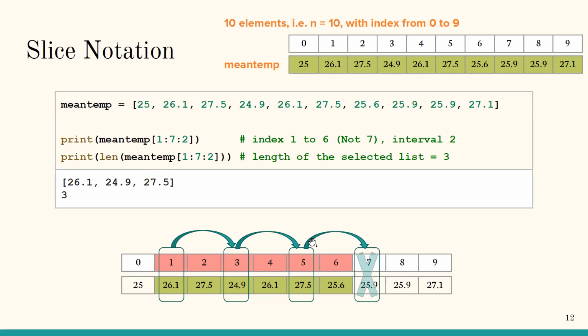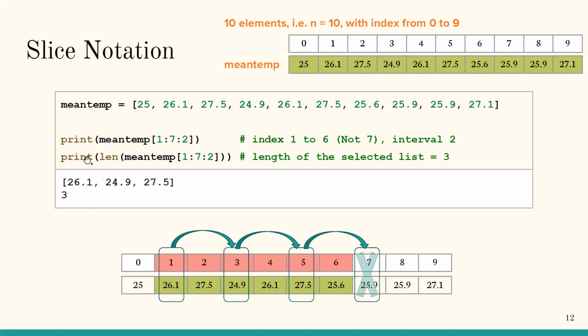Okay, from 1 to 6, you know that 7 is not included, right? So if you skip like this, 1, 3, 5, 7, because 7 is not included. So if you use the slice notation like this, 1 to 6, and then the step is 2, it will give you 1, 3, and 5 only. Okay, just 3 numbers only. So 26.1, 24.9, 27.5.